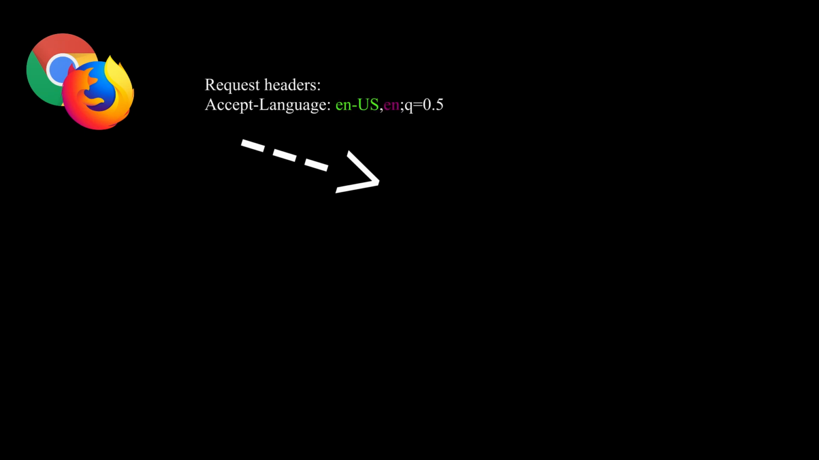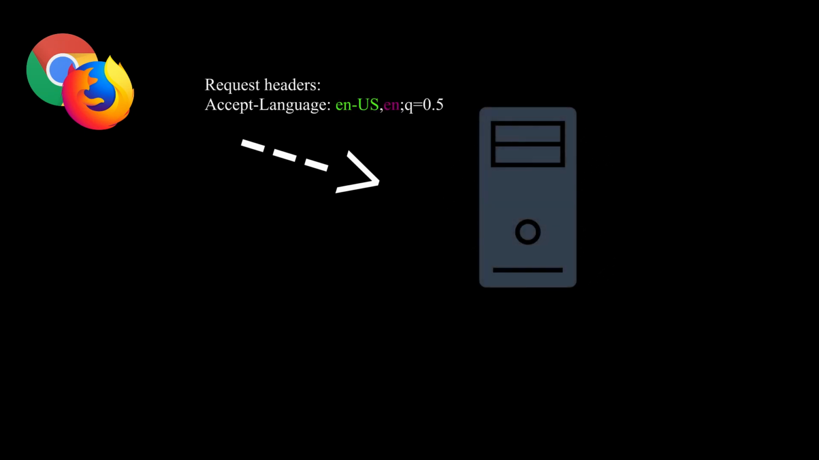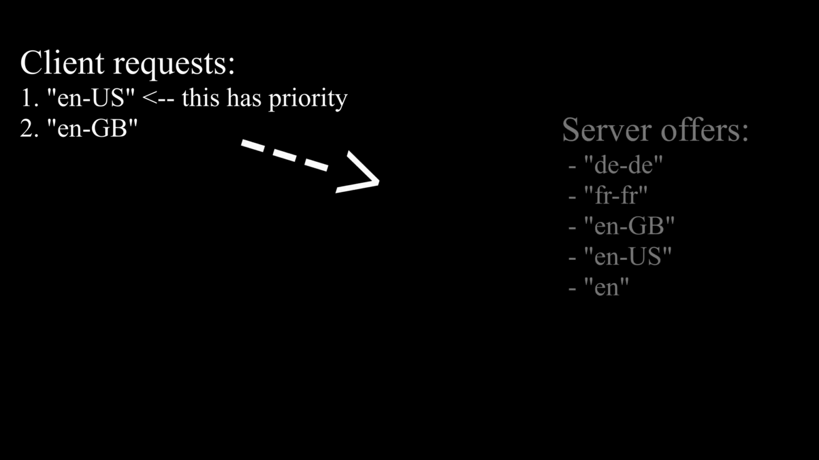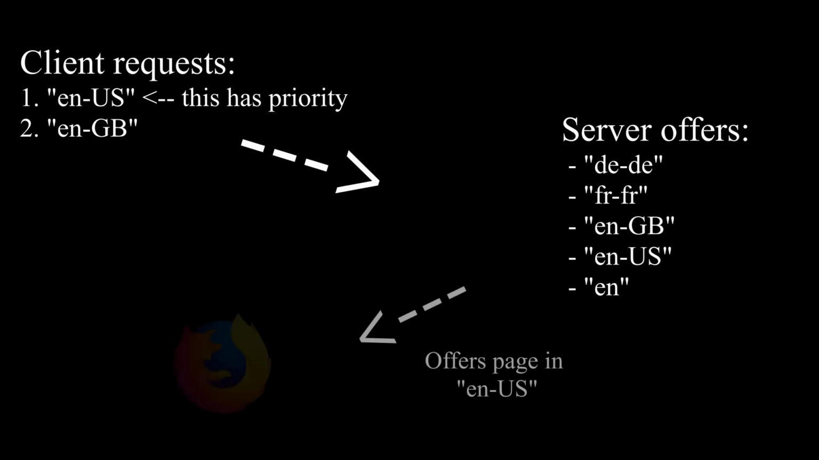Whenever you make a web request with a browser, your browser is actually sending a list of languages which it supports. Once the web server has received the web request, it has to go through the list of provided languages and pick the first language which it supports. That means if the first set language is American English and the second one British English, the web server should offer the website in American English.